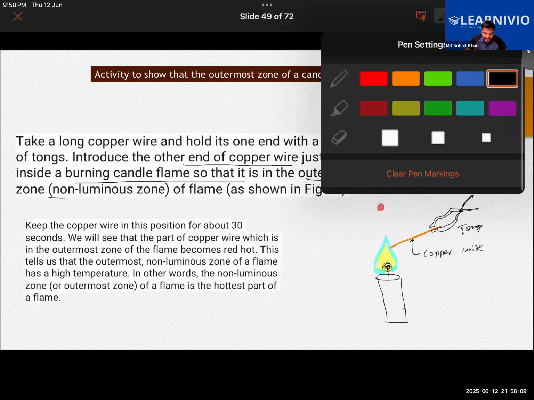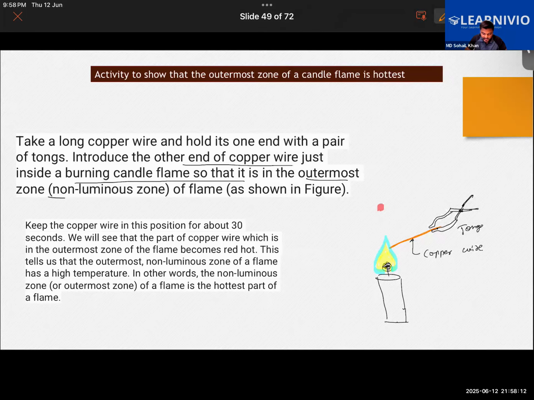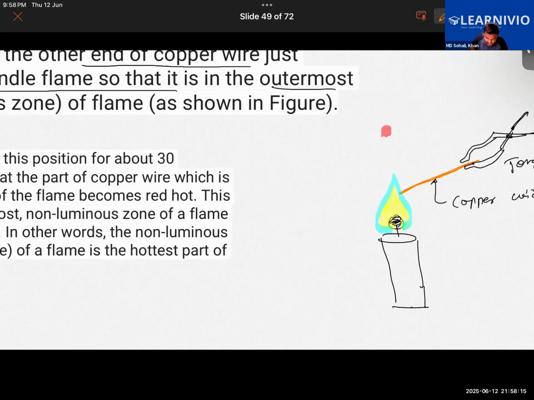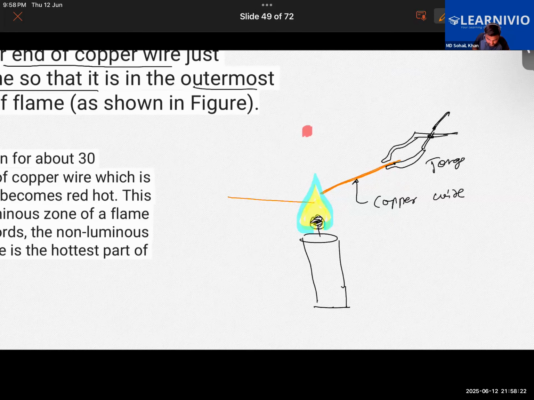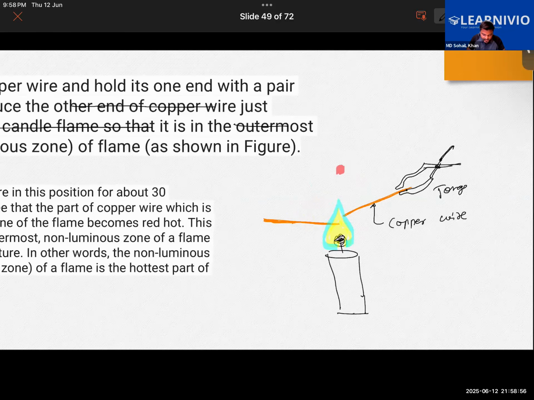Okay. Now, if you have to understand it better, at the same time, you can ask one of your friends to hold another piece of copper wire of the same length and thickness in the other zone of the candle flame, like in the middle zone of the candle flame. At that time, you will observe that the part of the copper wire held in the middle zone will not become as red as this copper wire held in the outermost zone of the candle flame will become. Getting it now? Yes, sir.